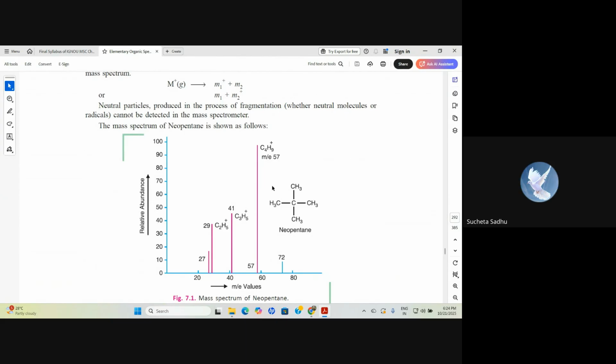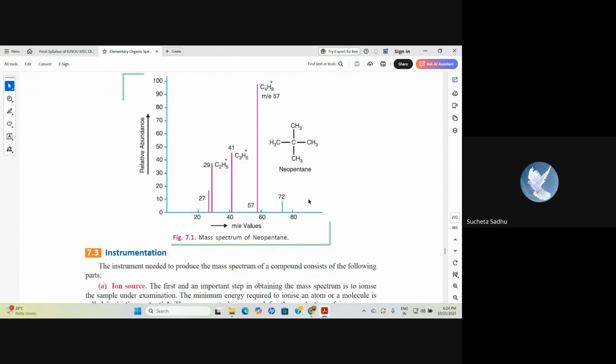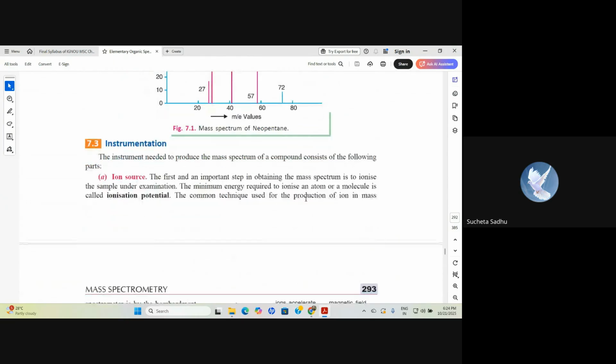So that means 72 is the peak that all isomers of pentane will give, but the fragment peaks will be different. The fragment peaks will be different, but 72 will be the same.